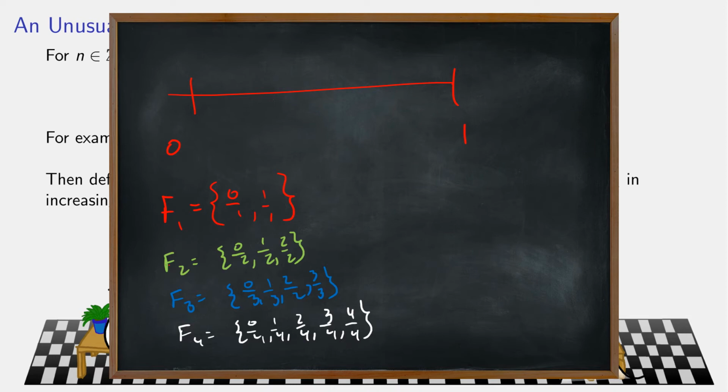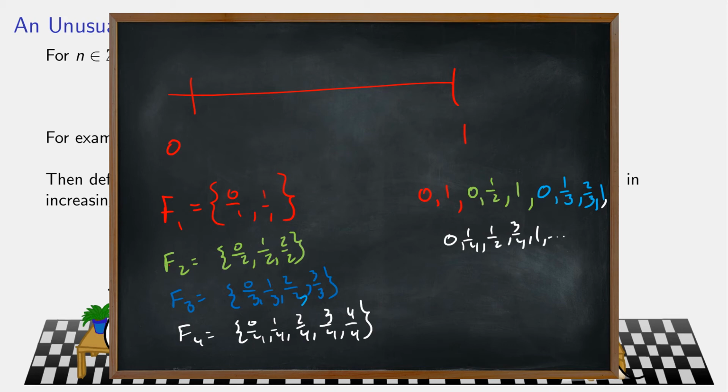So here's what I do to make my sequence. I list out elements of f1, 0, 1. Then I list out elements of f2, 0, 1 half, 1. Then I list out elements of f3, 0, 1/3, 2/3, 1. Then I list out all the elements of f sub 4, 0, 1/4, 1 half, 3/4, 1. And I keep going. Okay, so here's how I'm making my sequence.